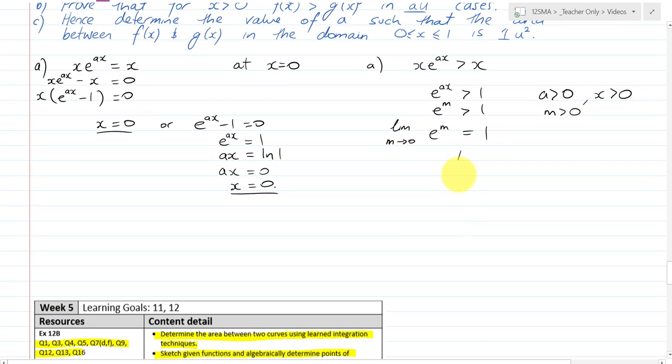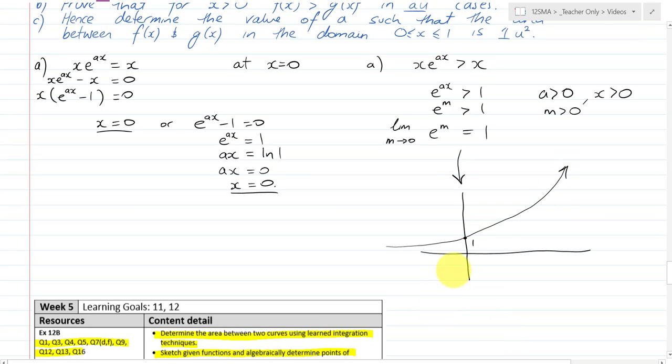And so we've actually got this as a sketch. E to the power of m looks like that, and that is 1. And so if m is positive, it's always above 1, which means that e to the power of ax is always greater than 1, which means that x e to the power of ax is always greater than x. So we can backwards design that. And that should be question B, of course.